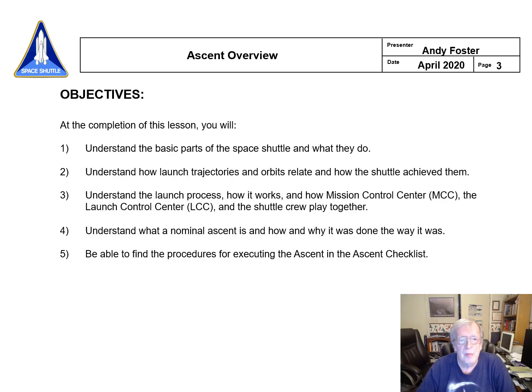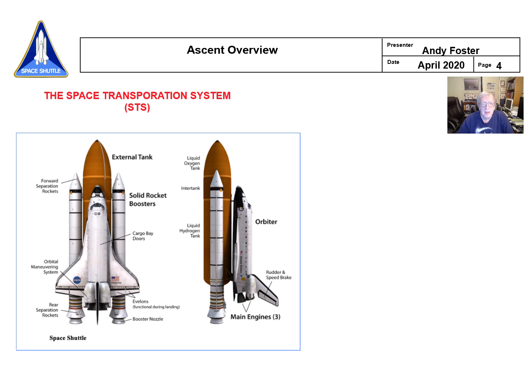So what are we here for today? We're going to talk about, first of all, just the basic parts of the Space Shuttle, to make sure we're on the same page when we're talking about things and what they do. We're going to talk about how launch trajectories and orbits relate and how the shuttle achieved them. We're going to talk about the launch process, how it works, and how MCC, the Mission Control Center, the Launch Control Center, and the shuttle crew played together. And we're going to talk about what a nominal ascent is and why it was done the way it was done. And I'm going to show you the procedures for executing the ascent and the checklist.